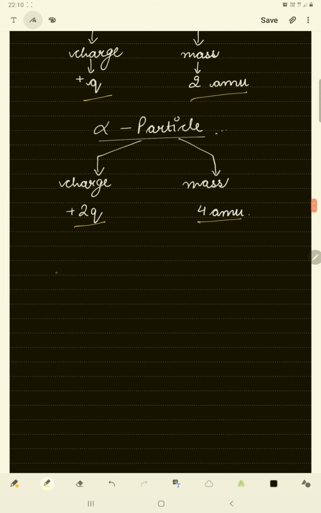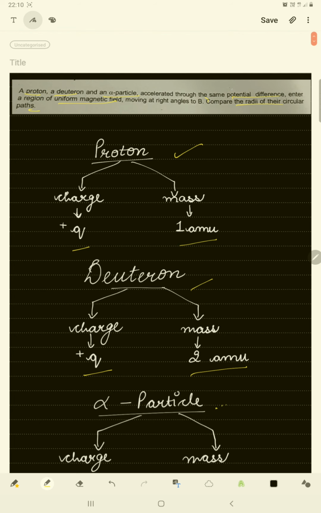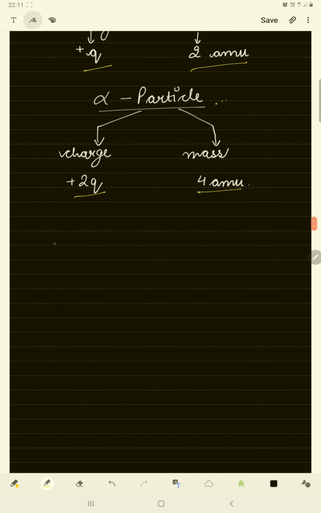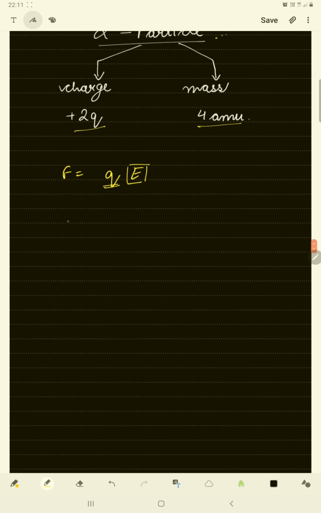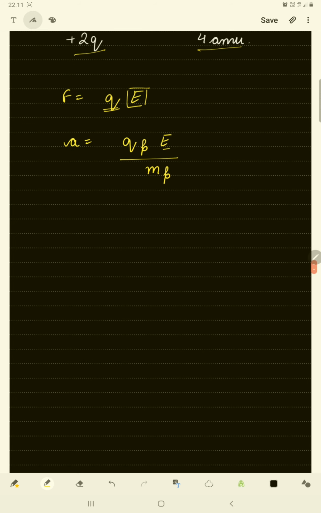So to compare, first of all we know that they are accelerated through the same potential difference. So we can say that the force experienced by the particle would be qE. E is the electric field produced by that difference of the voltage and q is the charge on the particle. So we have acceleration equals q of the particle times the electric field, which is constant, upon the mass of the particle. Now using the third equation of motion, we have v square minus u square equals 2as.